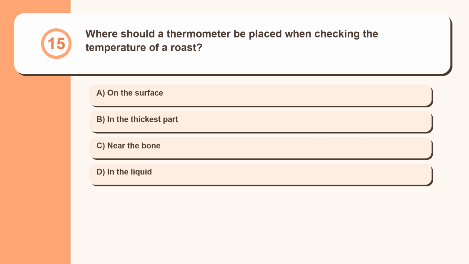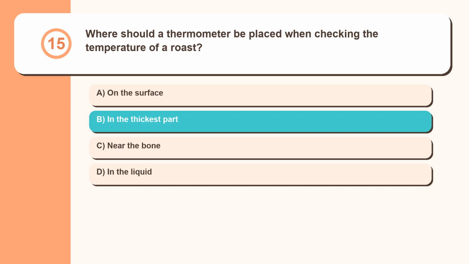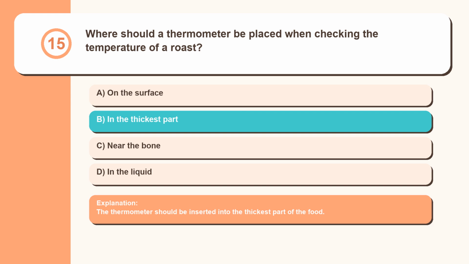Question 15. Where should a thermometer be placed when checking the temperature of a roast? On the surface, in the thickest part, near the bone, in the liquid. The thermometer should be inserted into the thickest part of the food.